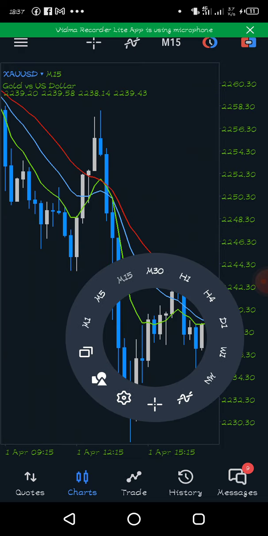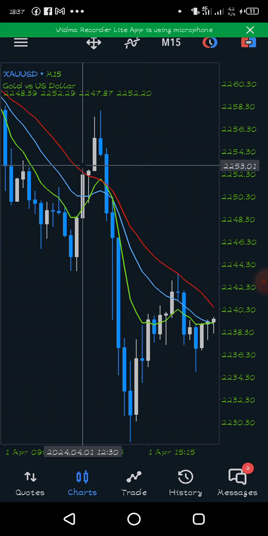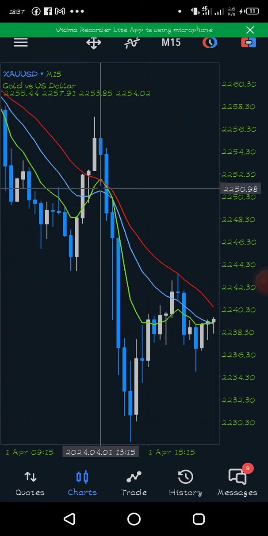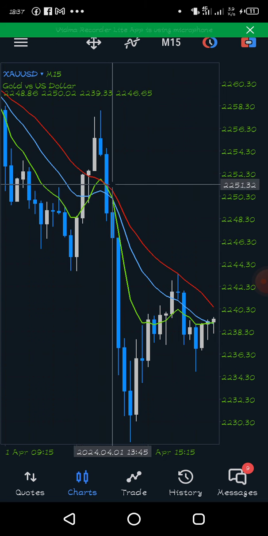Now sometimes it will break out like it is here. It breaks out, but the green moving average did not cross the red. It almost did, but as the market draws back, it changes direction.